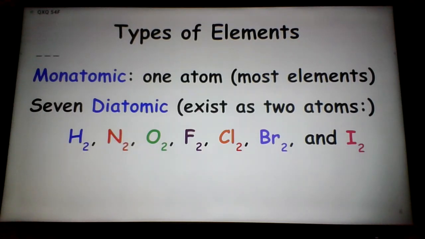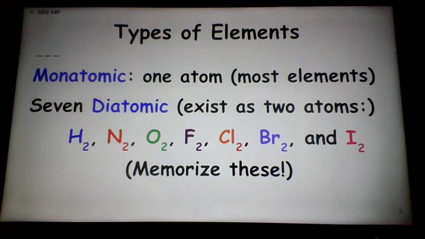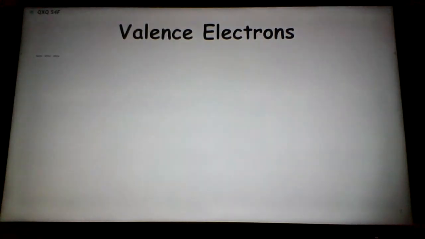The time will come where I'll make sure you memorize these. But right now you can just look, and I'll remind you of these again and again, and when we're looking at a periodic table together, I'll show you how we can make that known and a lot easier to recognize.